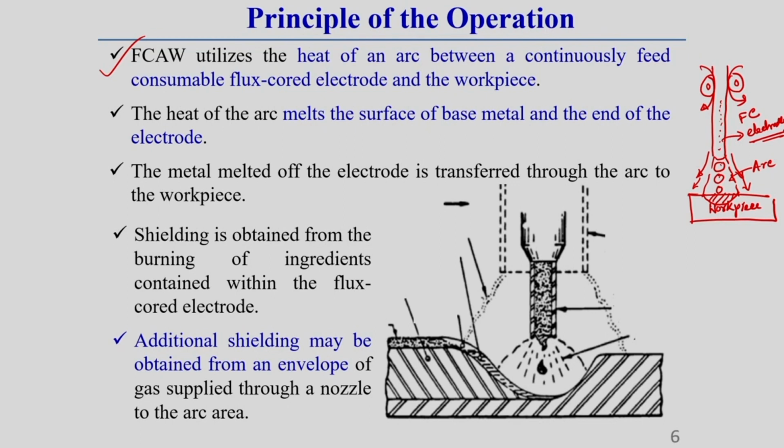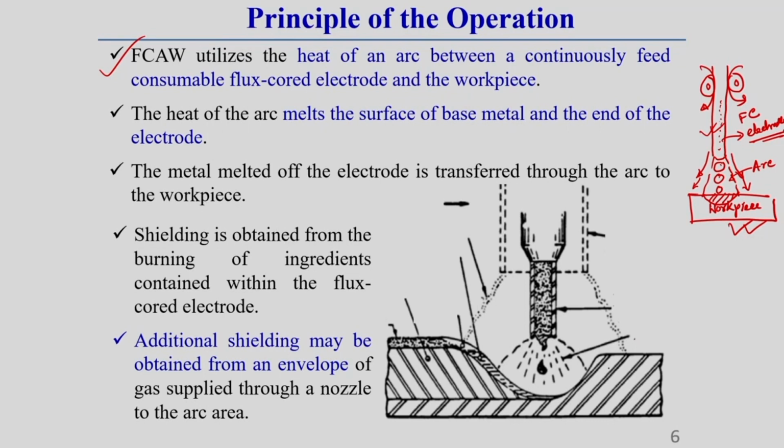What I am telling, understand? This arc heats both this workpiece as well as this electrode, due to which melting of the electrode as well as the workpiece takes place. Due to this melting of the electrode and workpiece, material deposition takes place over there, and due to this joining takes place. This is the main principle of this welding operation. Keep this thing in mind.